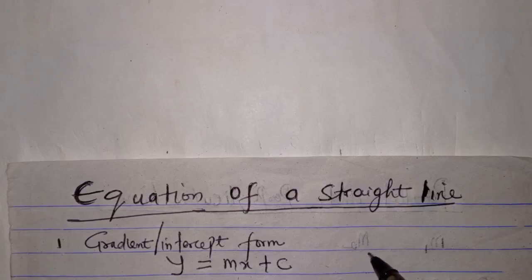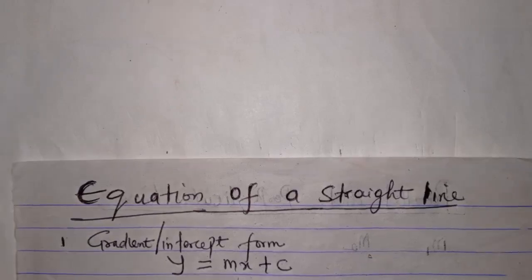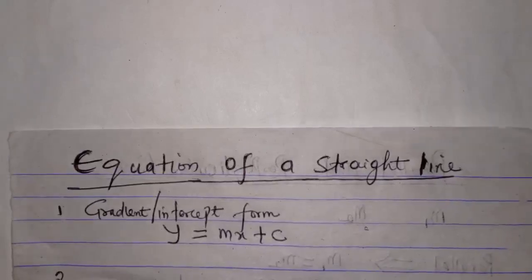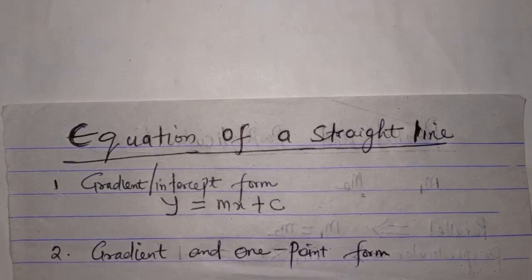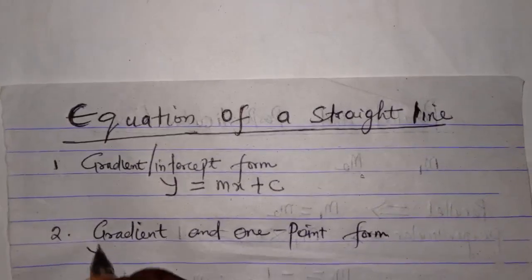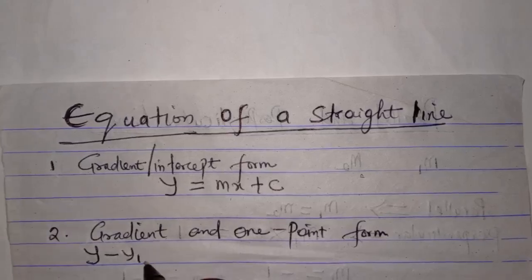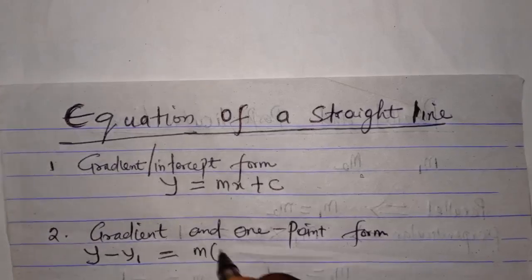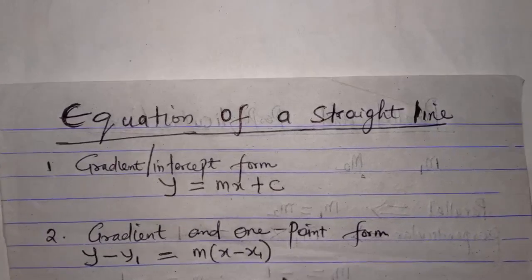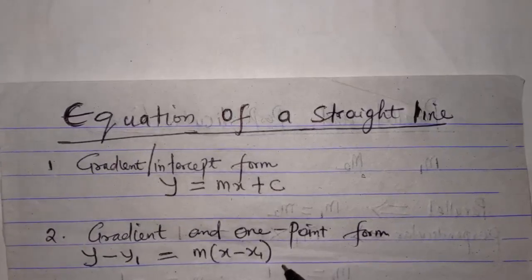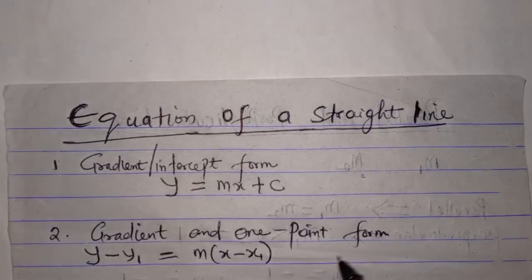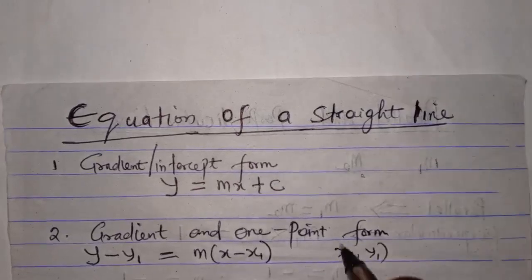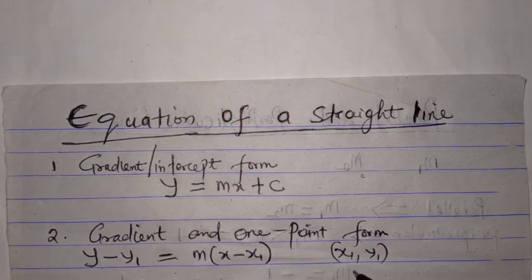All right. We have the gradient and 1 point form. The gradient and 1 point form equation of a straight line. And this is it. Y minus y1 equal to m into x minus x1. I am not proving it, okay? I'm just giving you the equations, right? M is the gradient and the point x1, y1 is on the line.